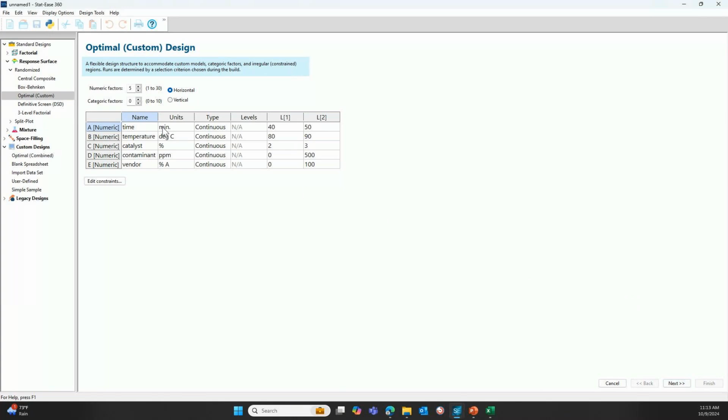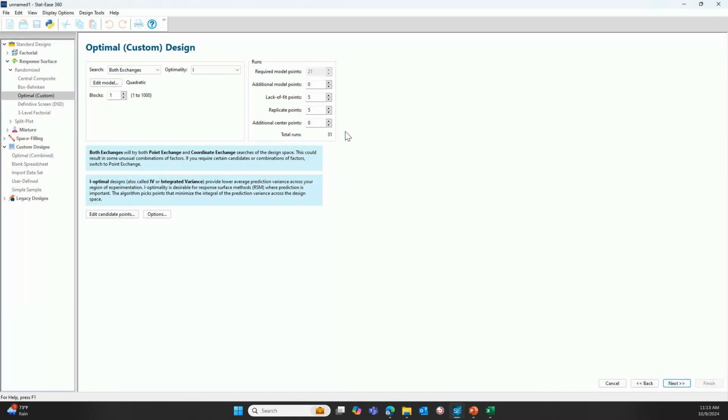So that's the setup. So we've entered all of the different factors. They're all continuous, and you can see the different criteria here as discussed on the previous page. So when I hit next, then it's going to recommend a 31 run design. It's going to model it as a quadratic. I have 21 required model points to look at those 5 factors, and it will include 5 lack of fit and 5 replicates. So again, we're not going to train on RSM designs. We're just going to accept the defaults now that this would be an appropriate choice to optimize this system.